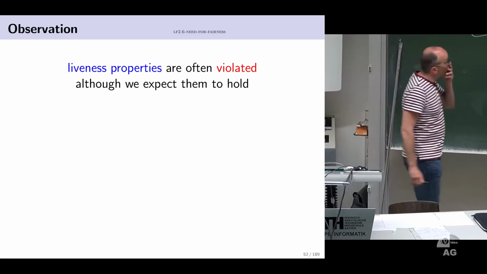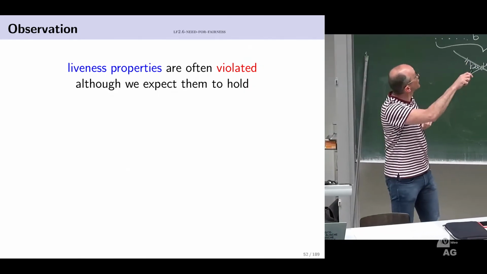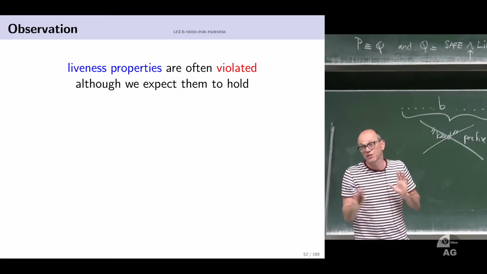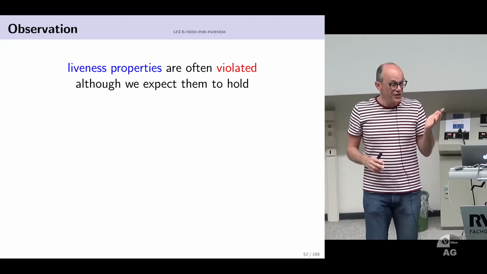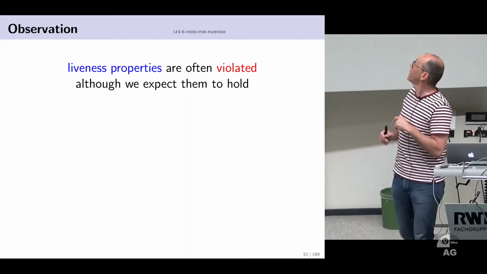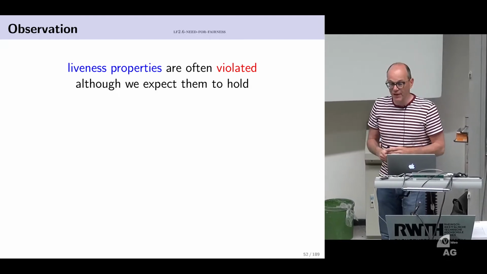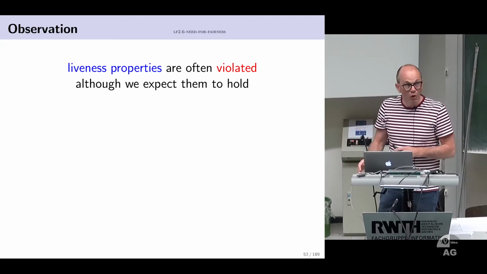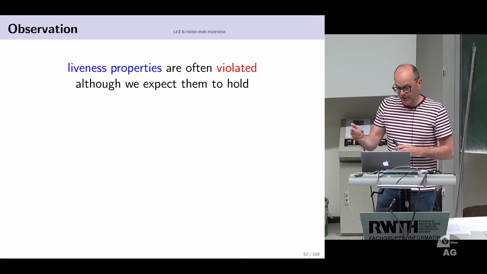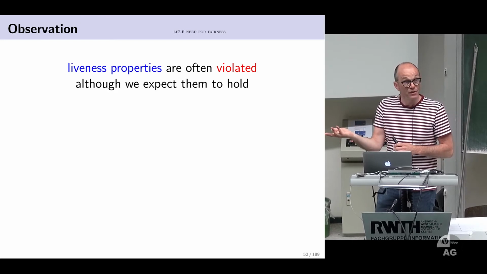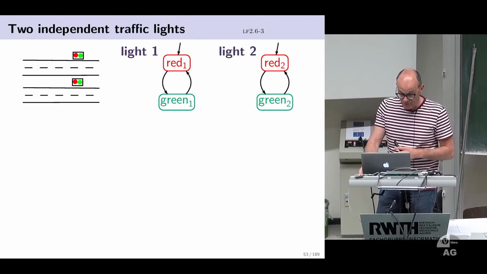Now I get to the introduction to these fairness assumptions. As I mentioned already, they will be relevant for liveness properties and for properties that are partially liveness. And what's the main underlying reason? The main underlying reason is that liveness properties are often violated, although we expect them to hold. I will give you some examples that will hopefully give you some intuition that we maybe want to do something about this. And this doing something about this means that we're going to introduce fairness assumptions.